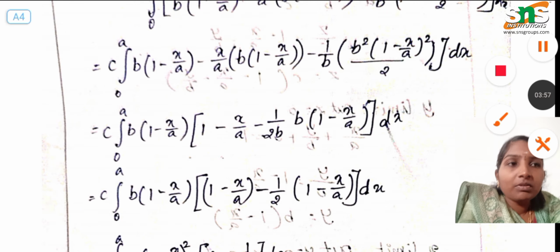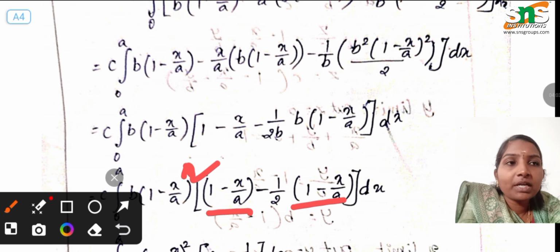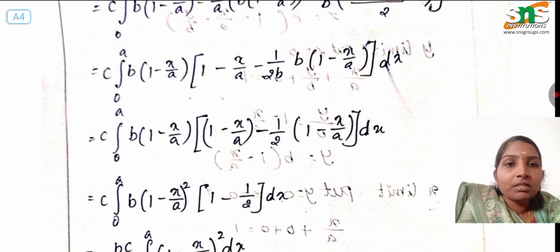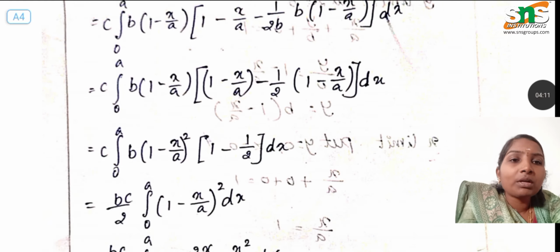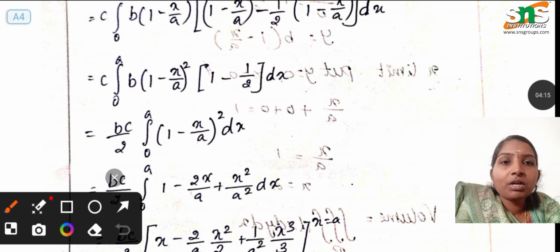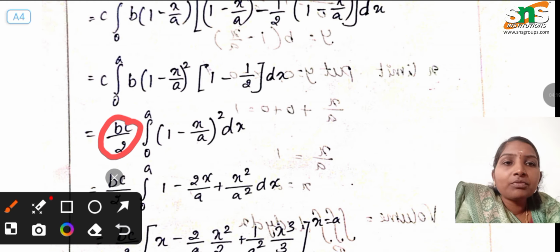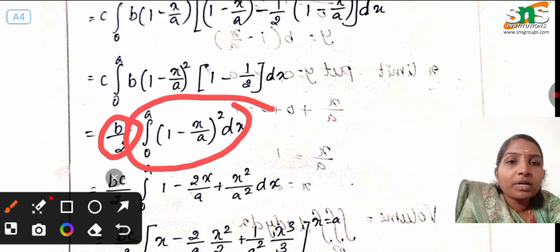Again we will have 1 minus x by a common here, so we will take it out so that it will become the square term here. So we have the integral 0 to a of b into 1 minus x by a the whole squared, into 1 minus 1 by 2. What is 1 minus 1 by 2? It is 1 by 2. So 1 by 2 has been taken out, and bc by 2 is a constant. Therefore, the remaining term here is 0 to a of 1 minus x by a the whole squared dx.